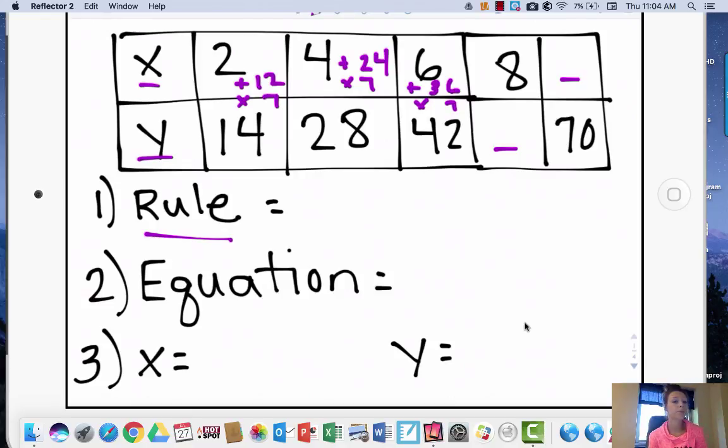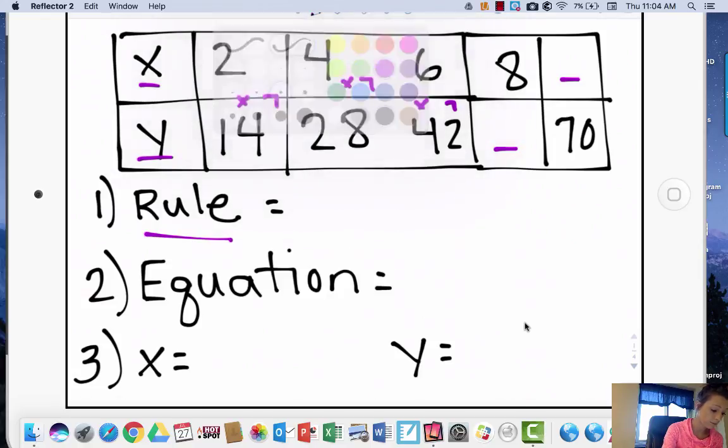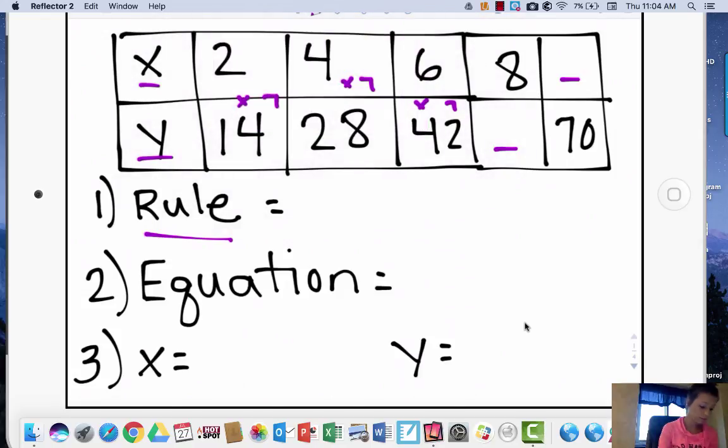I need to pick the rule that is the same for all of my values. So to go from 2 to 14, 4 to 28, 6 to 42, I can see that I am multiplying by 7. The 7 is consistent, or the same, with all of those numbers. So my rule is to multiply by 7.